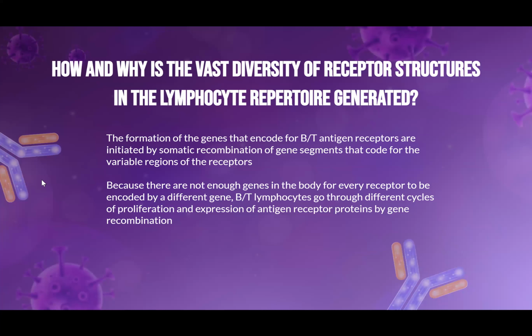So how and why is the vast diversity of receptor structures in the lymphocyte repertoire generated? The formation of the genes that encode for B or T antigen receptors are initiated by somatic recombination of gene segments that code for the variable regions of the receptors. Because there are not enough genes in the body for every receptor to be encoded by a different gene, B or T lymphocytes go through different cycles of proliferation and expression of antigen receptor proteins by gene recombination. And that is it.